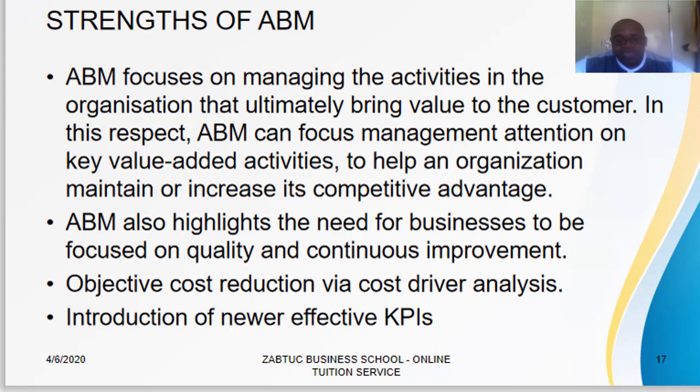ABM also helps an organization to focus on quality and continuous improvement. ABM helps organizations to carry out cost reduction in a very objective manner. How? ABM highlights clearly the cost drivers, and the most objective way of reducing costs really is to reduce the number of cost drivers, the number of machine setups, the number of orders.